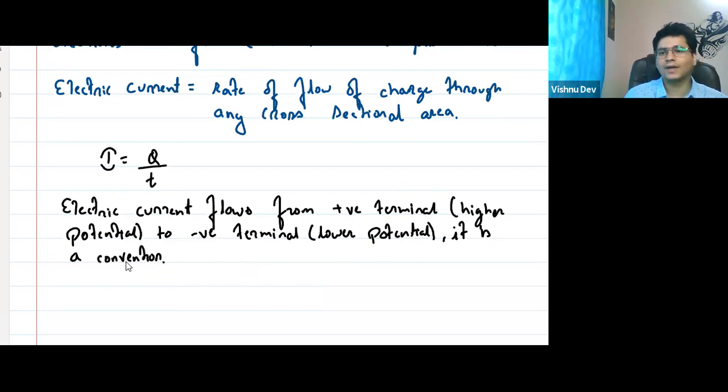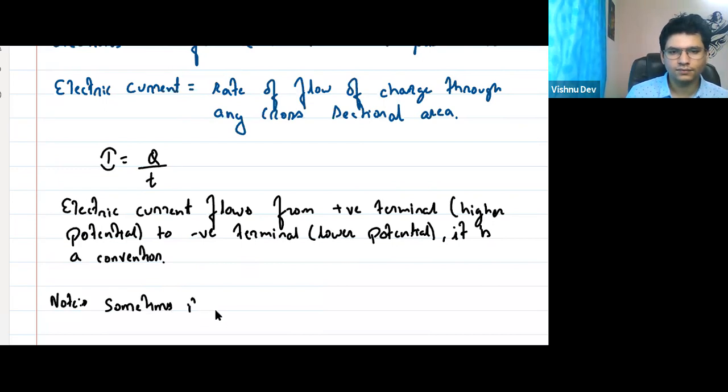That's why it is called conventional current. Sometimes you would find it as conventional current. Note, you can write it down. Sometimes it is also called conventional current.